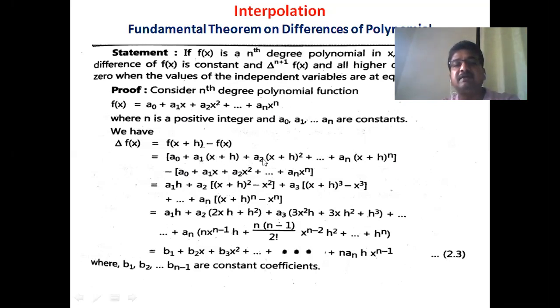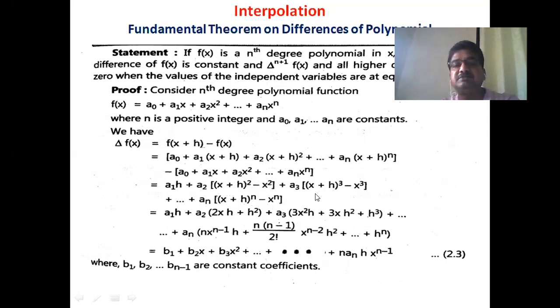And then a2(x+h)². So what is this term? a2 and this term a2x². Take a2 as a common factor. What do we have? (x+h)² − x² in the bracket. Similarly, the next term is a3(x+h)³, and here is a3x³. So take a3 as common. What do we have in the bracket? (x+h)³ − x³. Similarly, the last term, take an as common factor, plus so on: (x+h)^n − x^n.